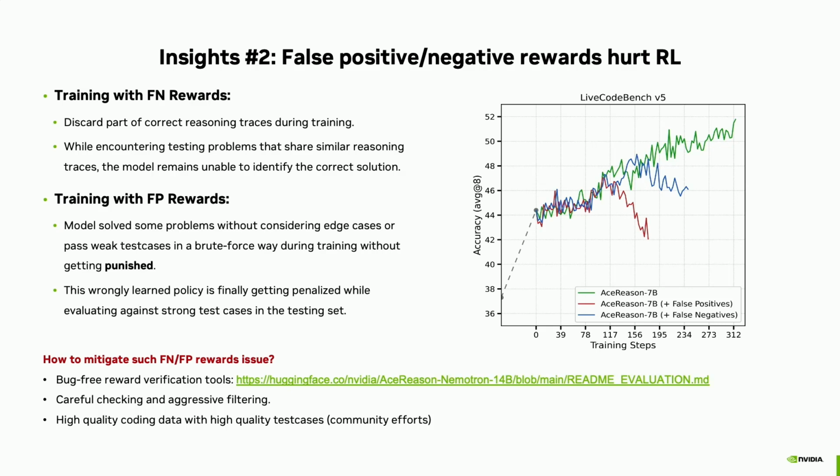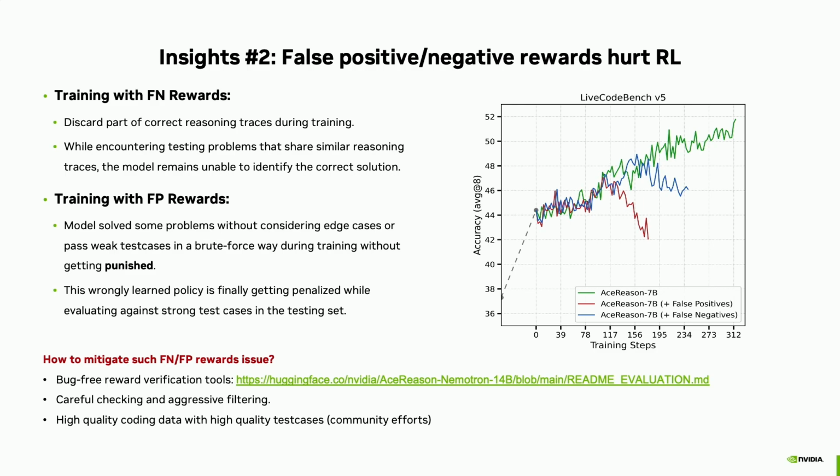Similarly, if we train with false positive rewards, the model will just take the shortcut. The model in training will think, okay, I can pass this with a brute force solution or some incorrect solution. And finally, it will get punished on the test set when the test set has some strong test cases.